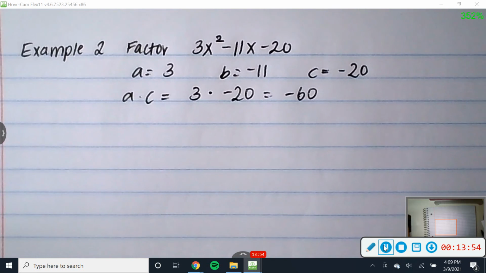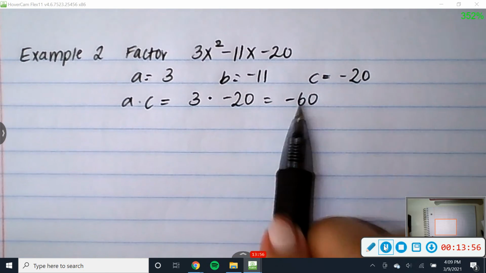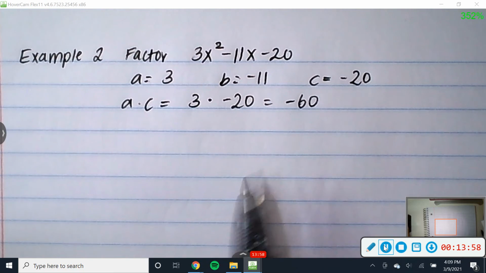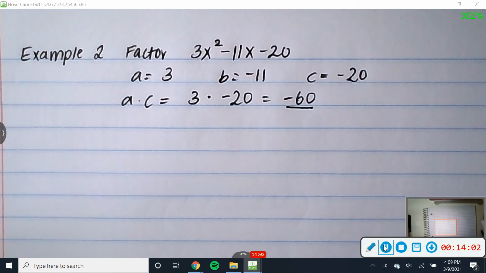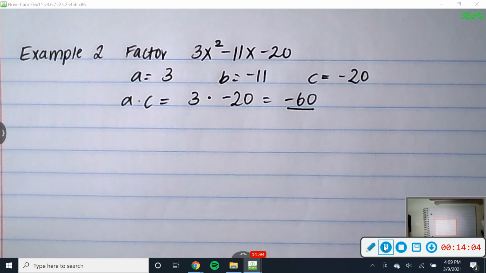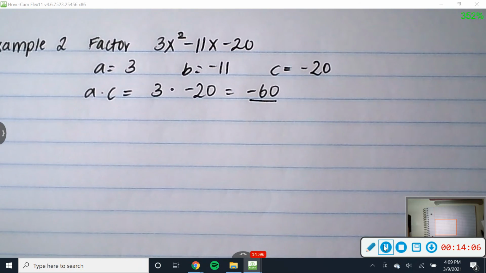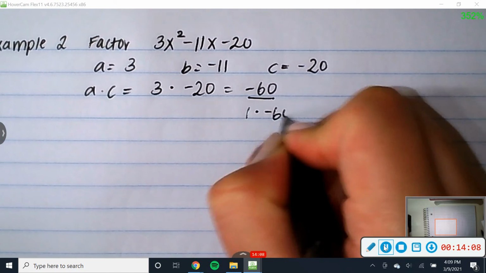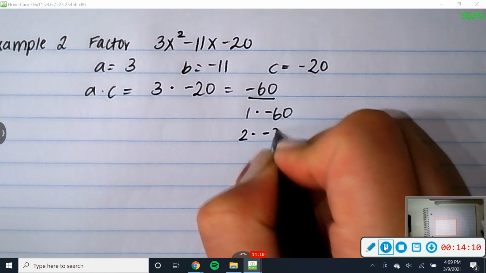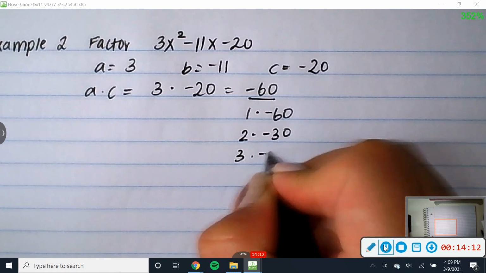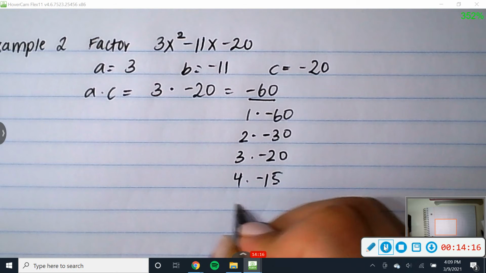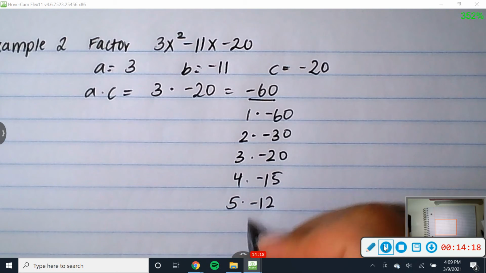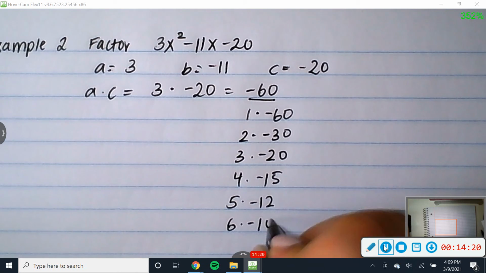Now be careful here, because 60 actually has a lot of factors. And anytime you have this number in a problem that you're doing, make sure that you don't miss any of the factors. So starting with number 1. 1 times negative 60. 2 times negative 30. 3 times negative 20. 4 times negative 15. 5 times negative 12. And 6 times negative 10.